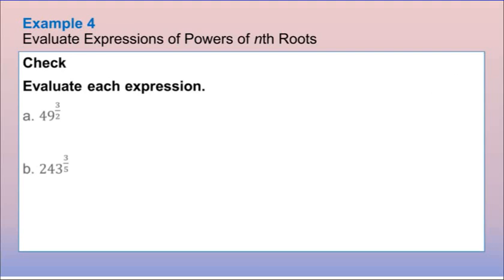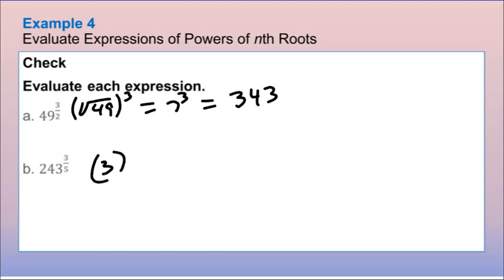Next, 49 to the 3/2 power. So the square root of 49, and then cubed it. So that's 7 cubed. 7 cubed would be 343. Then 243 to the 1/5 power. 243 raised to the 1/5 power would give us 3. And then I have to cube it, which will give us 27.